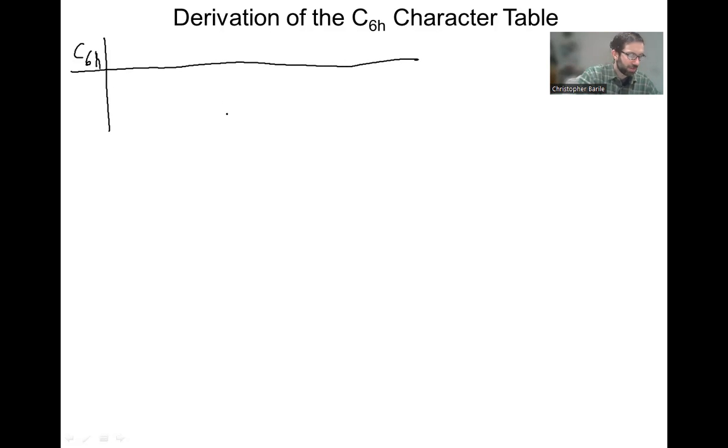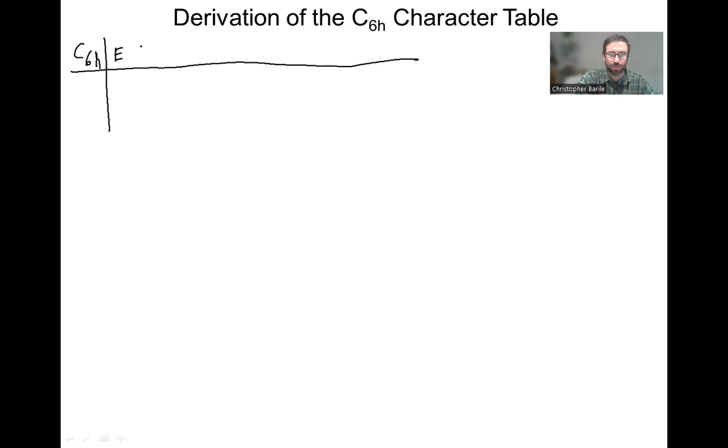Okay, so this is part two in our series on deriving the C6H point group. What we did in the first video is establish what the different classes were for this point group. So we can now write a very large skeleton of our character table. The reason it is so large is because we actually have 12 different operations, and each one of these is in its own class. So we have a 12-dimensional space that we're dealing with here.